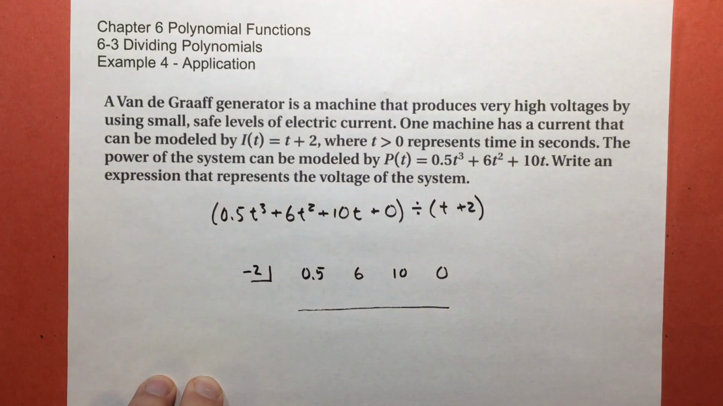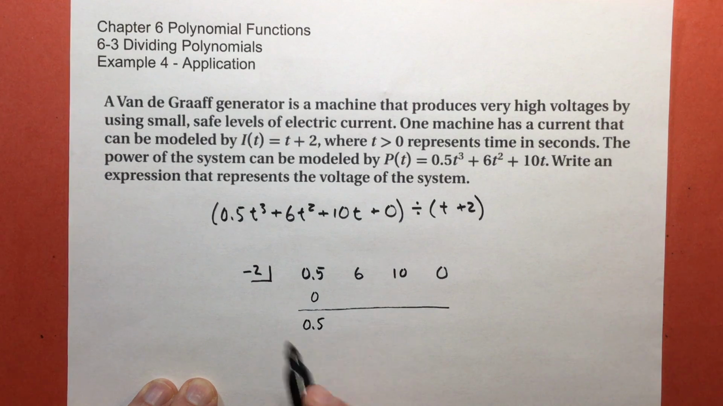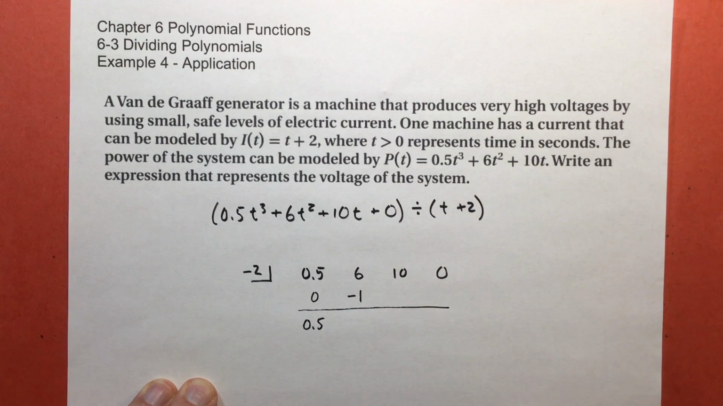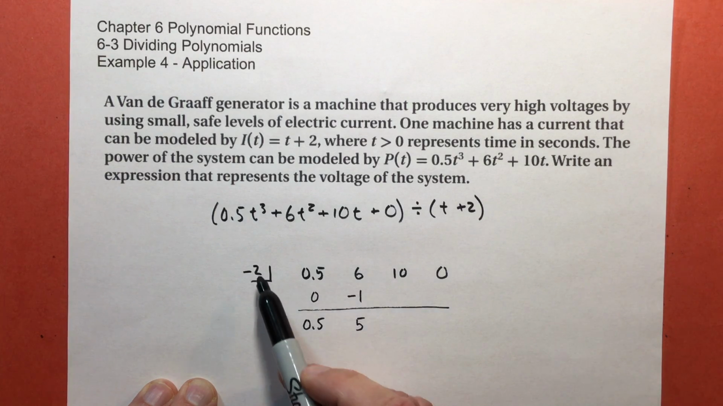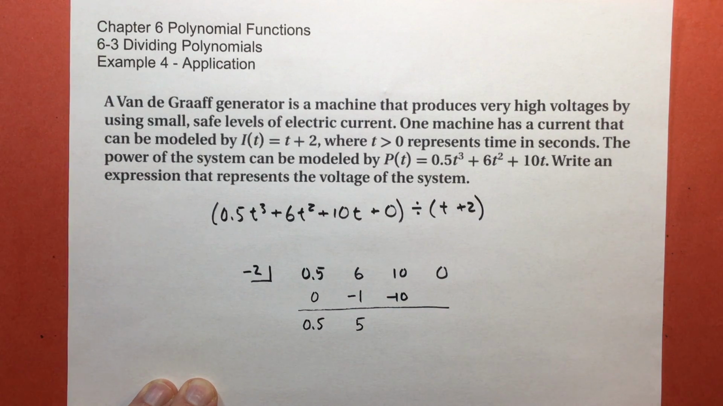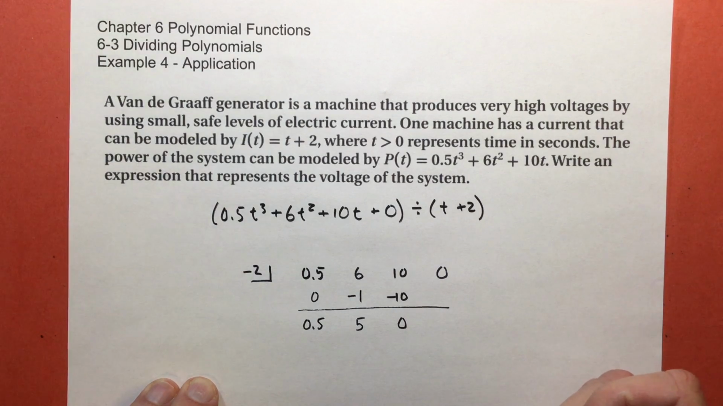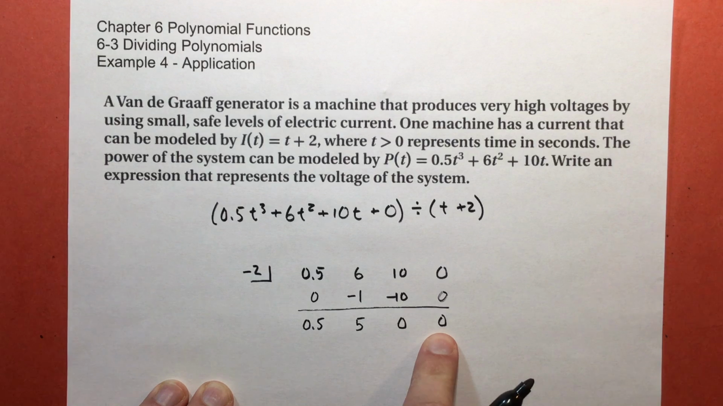Now here's why synthetic division is slick. I'm going to add 0, 0.5. Negative 2 times 0.5 is negative 1. 6 plus negative 1 is positive 5. Negative 2 times 5 is negative 10. 10 plus negative 10 is 0. Now, you're probably going to be tempted to say that means there's no remainder. That's not the remainder, guys. Hate to break it to you. I have to keep going. Negative 2 times 0 is 0, and that 0 is the remainder.